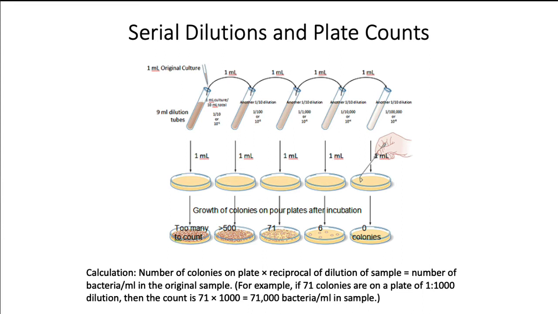Okay, so again, if you have 71 colonies on the plate, but you only inoculated 0.1 mL from your 1 in 1,000 dilution, then you have to multiply 71 by 10. That's the dilution factor between 0.1 and 1 milliliter, and you have to multiply it by 1,000, which came from the original dilution. So in that case, you would have 710,000 bacteria per mL.